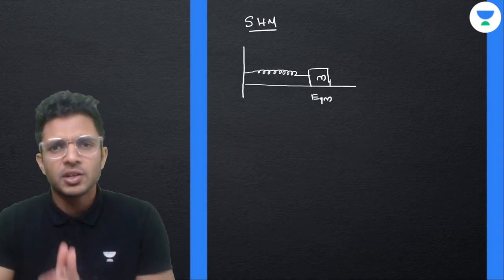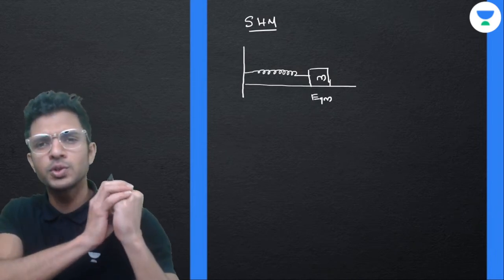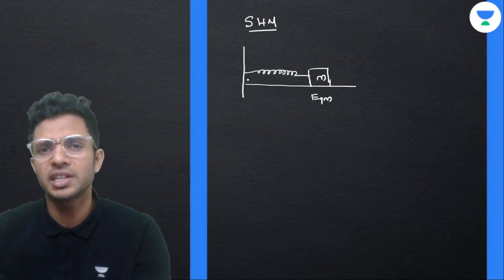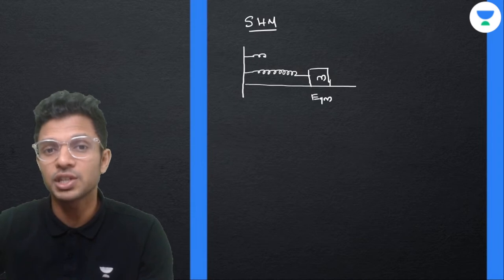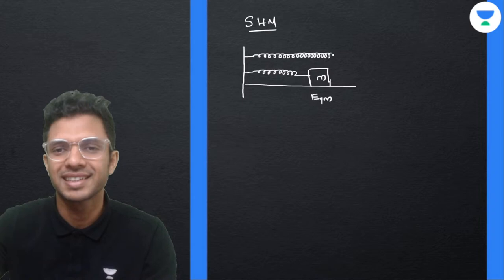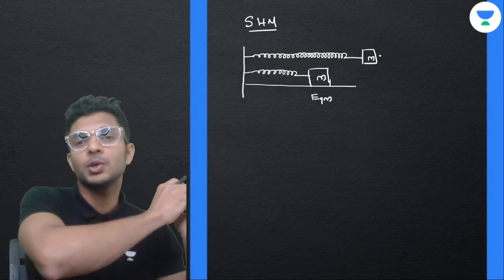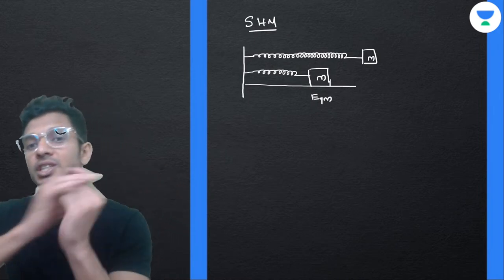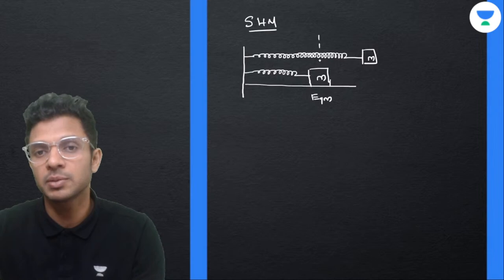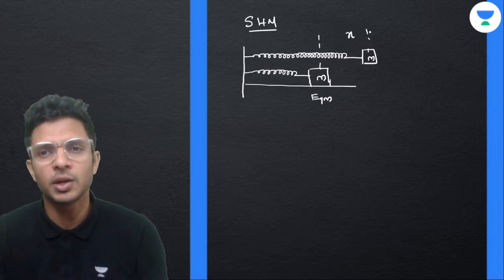And do you know what I'm going to do? I'm going to use all my force and pull the mass towards the right. Meaning, I'm going to stretch the spring. Wow, sir, you have done a big job. So by applying some external force on this mass, I am going to stretch the spring to some displacement of x from the mean or equilibrium position.